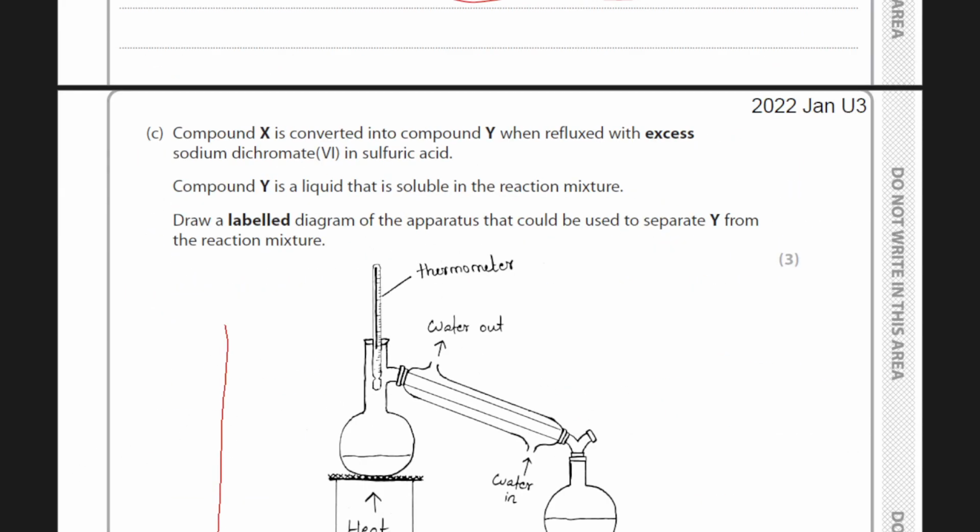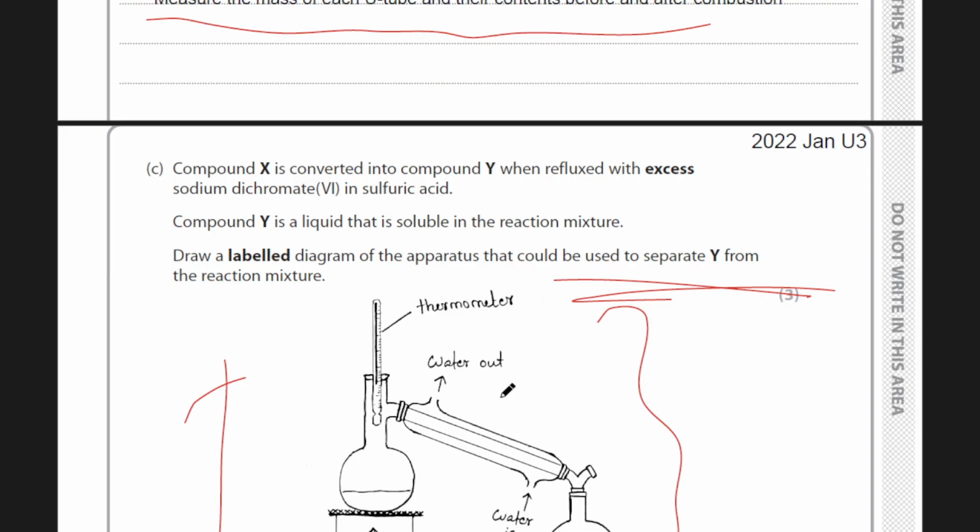Again, the same apparatus which we need to draw, and we have seen this similar question in many questions previously in this video, so it's nothing new. You just need to draw the labelled diagram of simple distillation apparatus.